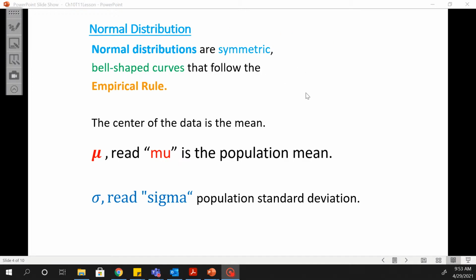Normal distributions are symmetric. They're bell-shaped curves and they follow the empirical rule. The center of the data is the mean, or the average, okay? And it's represented with the symbol mu. That represents the mean. The sigma represents the standard deviation. Now, as long as we know the mu, the population mean, or the average, and the standard deviation, then we can construct a normal distribution curve.